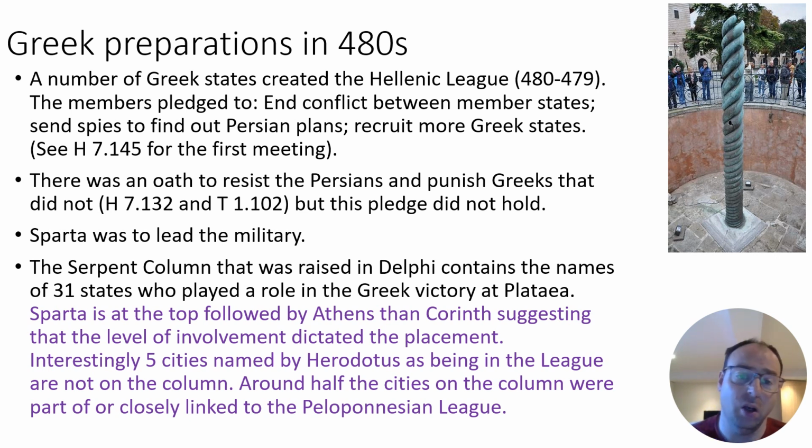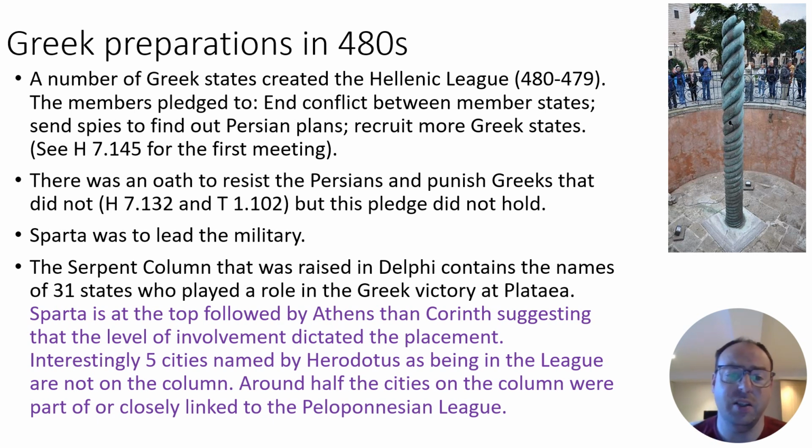Sparta is at the top of the column, followed by Athens, then Corinth, and this suggests to us that the higher up the column you are, probably the bigger your involvement was at this point, the more you contributed in terms of men or money or whatever it was. And we know that the Spartans were the key force at Plataea.